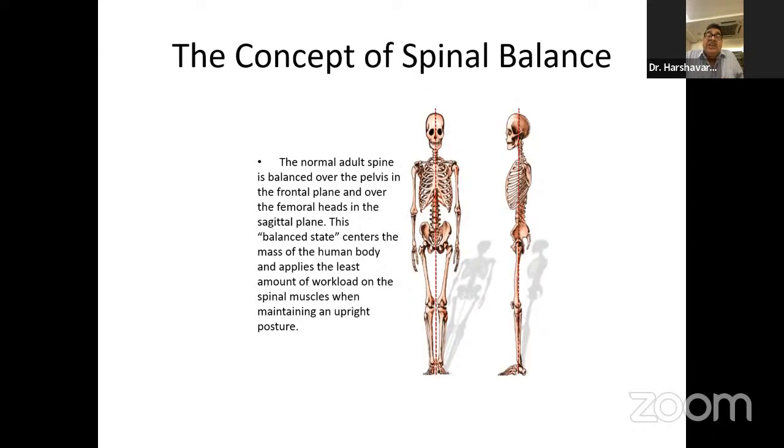We need to understand the concept of spinal balance because this has got a lot to do with the problem that we are going to discuss as we go forward. There are two planes: one is the coronal, which is the front. In the balanced state, the head comes through and balances over the pelvis in both planes, the sagittal and the coronal plane. Next slide, please.